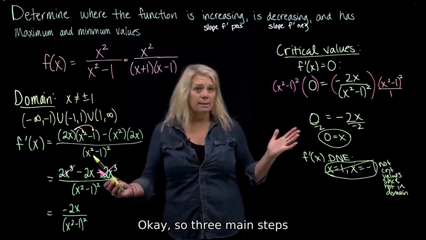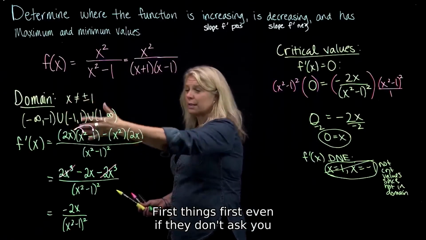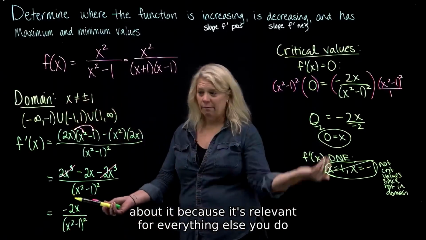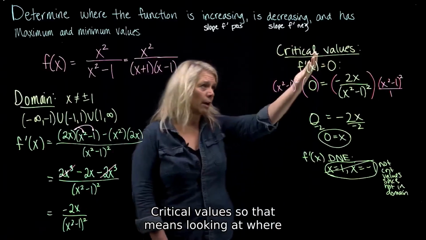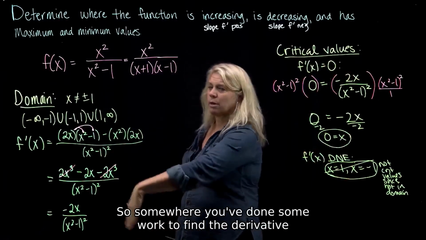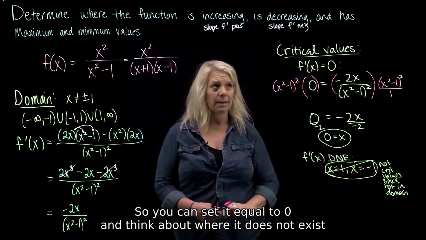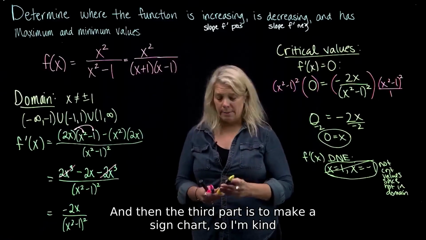Okay, so 3 main steps. Domain, first things first, even if they don't ask you about it, because it's relevant for everything else you do. Critical values, so that means looking at where the derivative is 0 and does not exist. So somewhere you've done some work to find the derivative, so you can set it equal to 0 and think about where it does not exist. And then the third part is to make a sign chart.